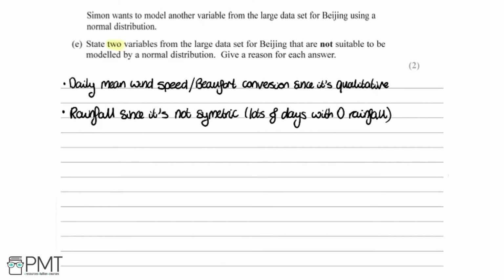And this leads to the data not being symmetric. For data to be modelled by a normal distribution, it needs to be symmetric, because if you imagine the normal distribution, it's a bell-shaped curve. As the data is not symmetric, because of the overall low rainfall and the high amount of days with 0 rainfall, the data would be skewed. So it wouldn't create a bell-shaped curve, and it wouldn't be suitable to be modelled by a normal distribution. And to get all the marks of this question, you need to have 2 valid variables and 2 valid reasons.